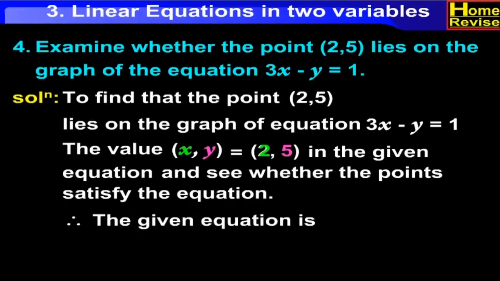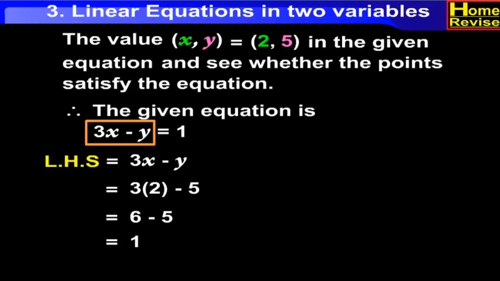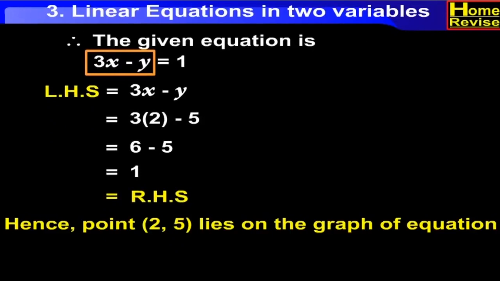Therefore, the given equation is 3x minus y is equal to 1. Left hand side is equal to 3x minus y, which is equal to 3 into 2 minus 5, is equal to 6 minus 5, is equal to 1, which is nothing but RHS. As this point satisfies the equation, we can say that the point 2, 5 lies on the graph of equation 3x minus y is equal to 1.